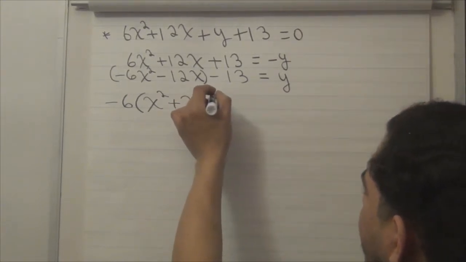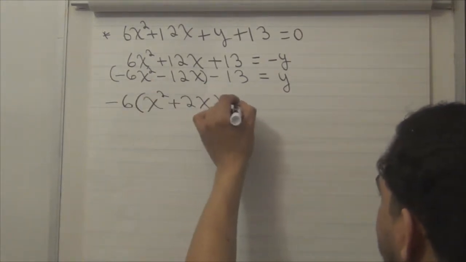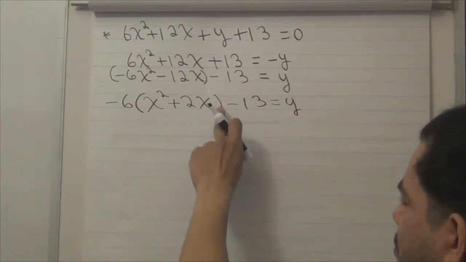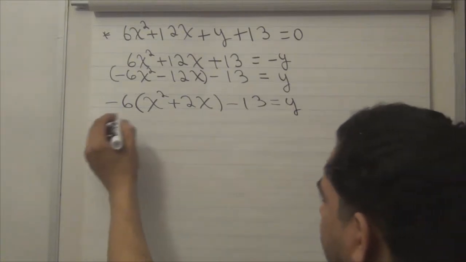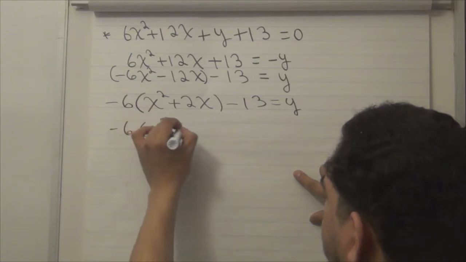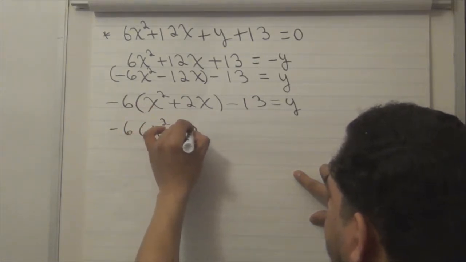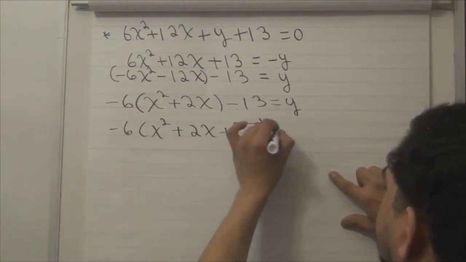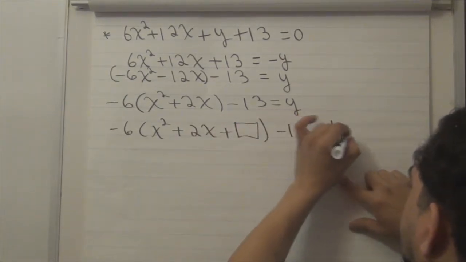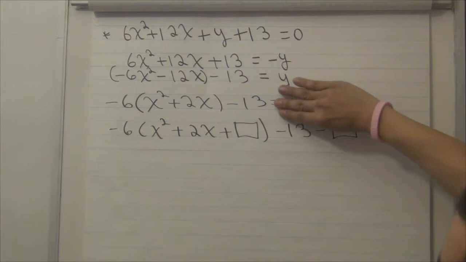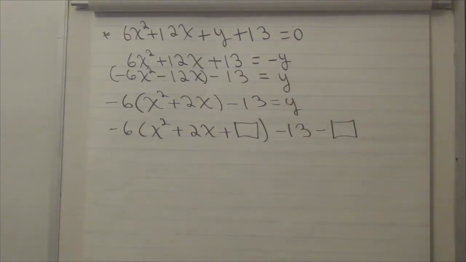No, this doesn't go here. Oh, you know what? Forget it. I'll just rewrite it again. I was supposed to write plus box minus box, so I'll do it over here. Oh, okay, that's what I was supposed to do. And I wrote equals y. Well, you don't have to write equals y, but if you must, you can.